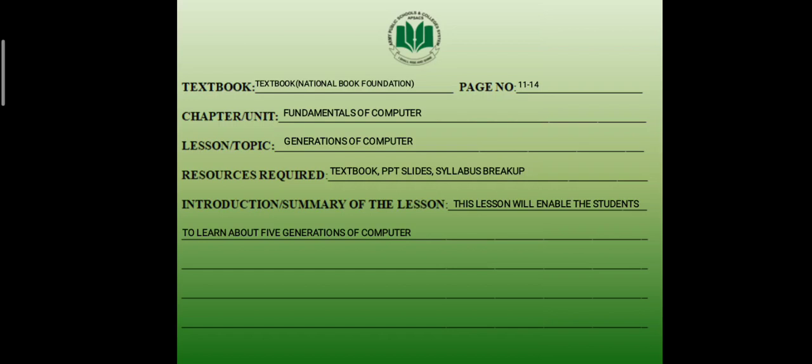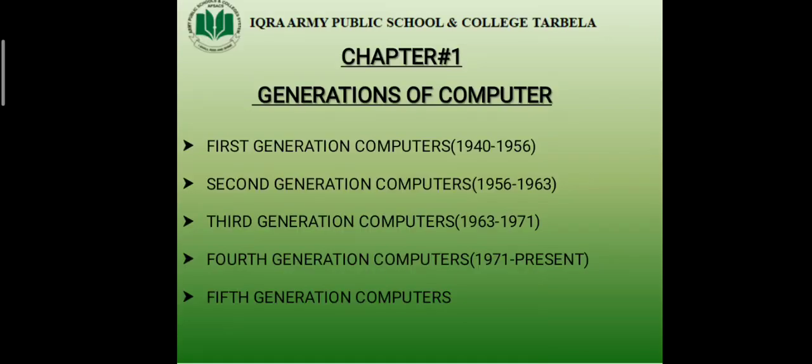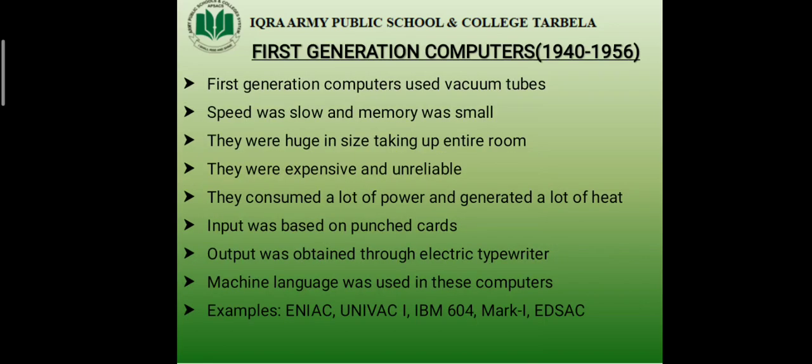In our today's lesson, we are going to discuss each generation and we are going to see and compare their major technological developments. So let's start. There are 5 generations of computers, and we will discuss all these generations one by one. So we'll start with the first generation computer.